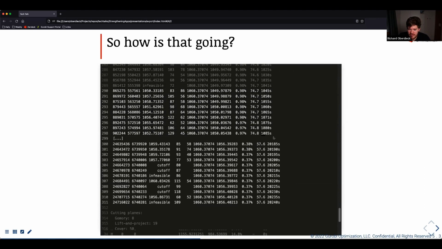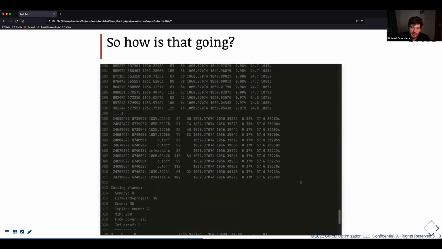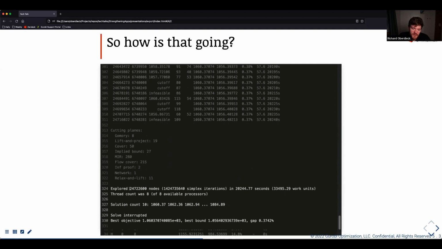And then we're at 1,000 seconds. There I deleted some stuff because now we're at 20,000 seconds. And still the same solution. This has not really gotten better. And then I killed the run because I was like, this is not going anywhere. If we look at this afterwards, we've explored 24 million nodes and we have done 1.4 billion simplex iterations, and we're still not at optimality. So this is pretty terrible, right?